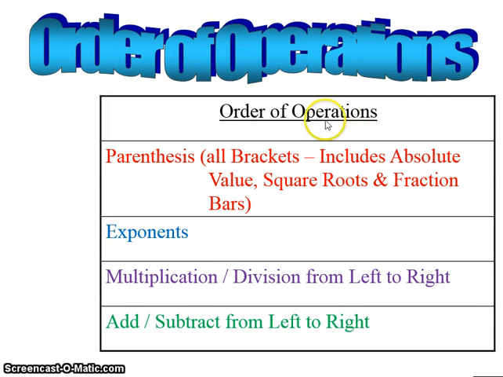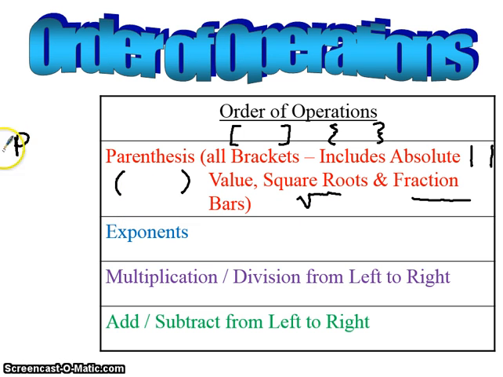The order of operations begins with parentheses. Now, parentheses is more than just the symbol for parentheses, which is this. It also includes all brackets and braces, absolute value symbols, which are two straight lines, square roots, and fraction bars. All of these are types of parentheses. So when you write a P as your first check in your list of things to do in the order of operations, remember, parentheses is more than parentheses. It includes all grouping symbols.